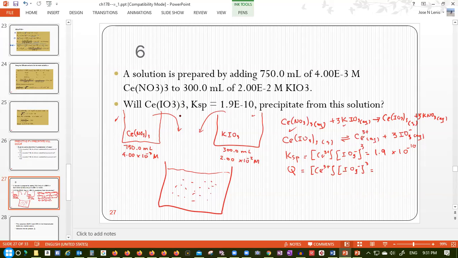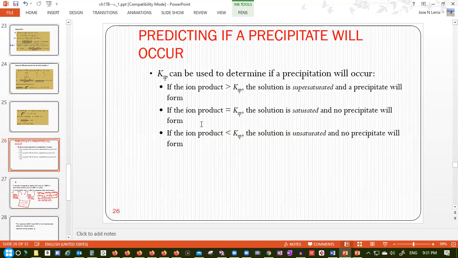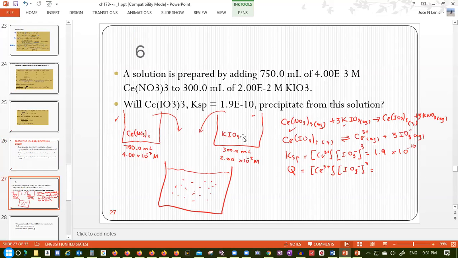So remember, that's the only thing we want to know. We want to know the KSP to compare with Q, the ion product. So let's find the initial concentrations when it's soluble. We need to find how many moles of this is here before you combine.